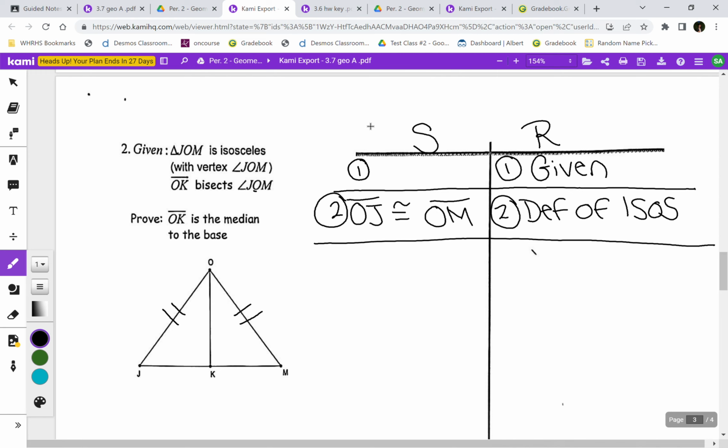Go to the middle letter O, go inside. Do we see two angles inside? Can I call them 1 and 2? Yeah, so I'm going to say angle 1 is congruent to angle 2. And the reason will be definition of bisect. You got it.